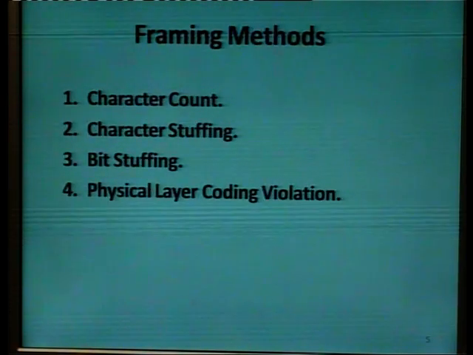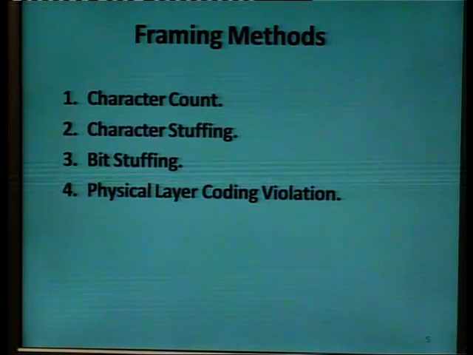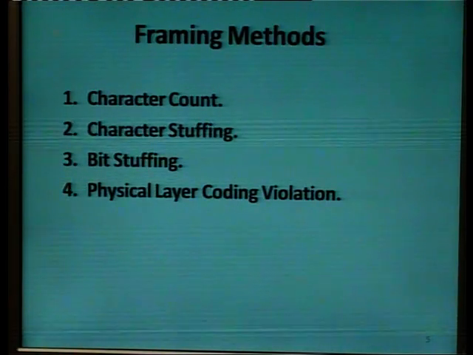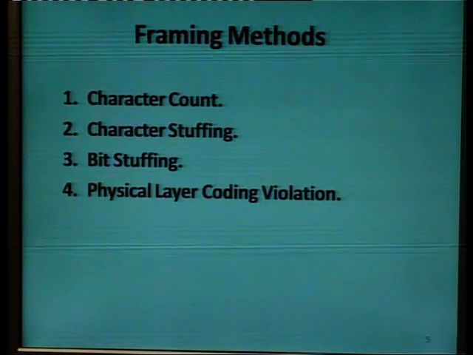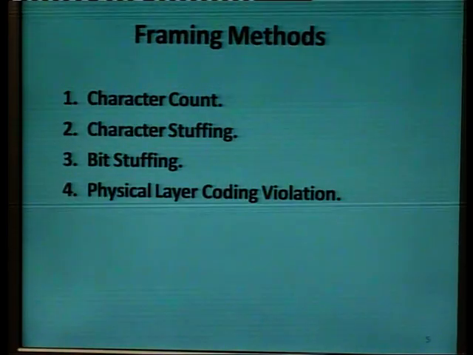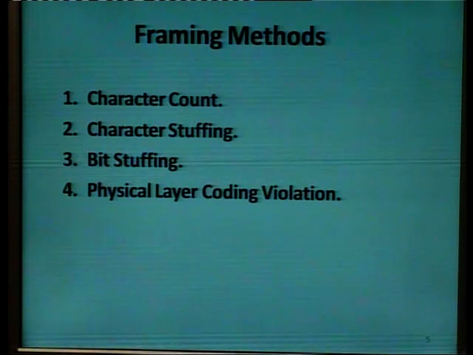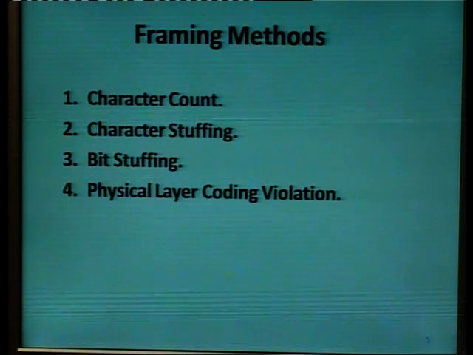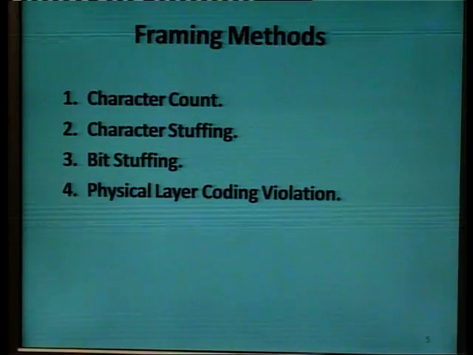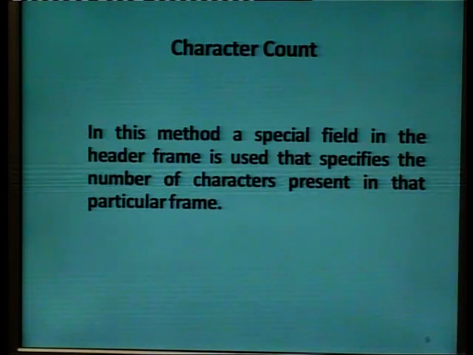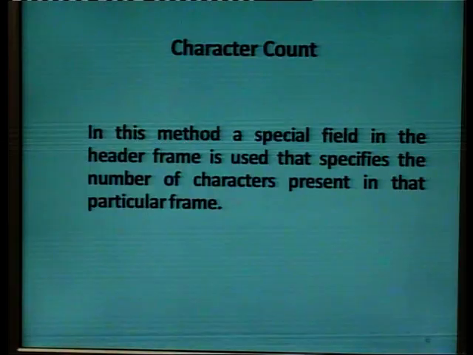How frames are made in data link layer or how framing is done? Various framing methods are character count, character stuffing, bit stuffing and physical layer coding violation. These are the four main framing methods which are employed by data link layer to make frames of the data. Now we will discuss all these methods one by one.